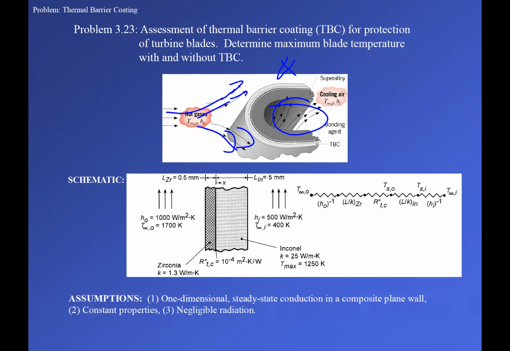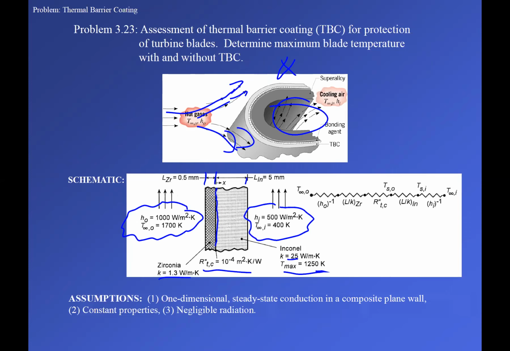Okay, the Inconel, which is the superalloy, has a maximum temperature of 1250 Kelvin. They give us the convection coefficient and T infinity on the outside, and the convection coefficient and T infinity on the inside. We have thicknesses. We have the thermal conductivity of each. And then to attach the zirconia to the superalloy right here, we see there's a contact resistance that was given for connecting those two together.